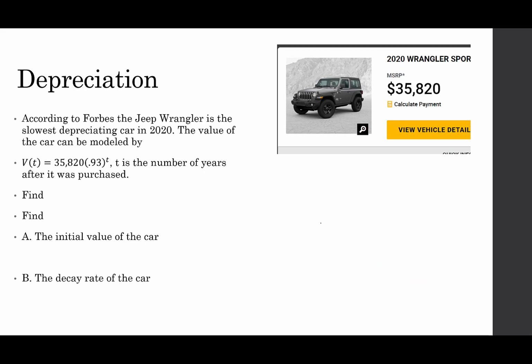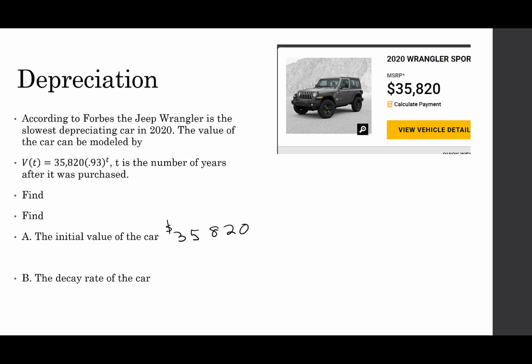Let's look at something that doesn't change as quickly. So also according to Forbes, the Jeep Wrangler is the slowest depreciating car in 2020. The value of the car can be modeled by V(t) = 35,820 times 0.93^t, where t is the number of years after it was purchased. We're going to find the initial value of the car, and then we're going to find the decay rate. So the initial value of the car is $35,820.